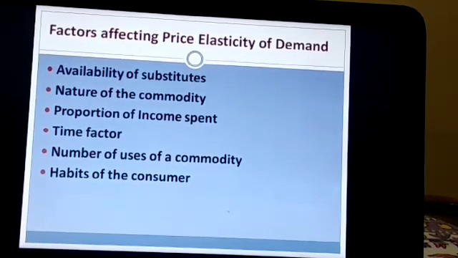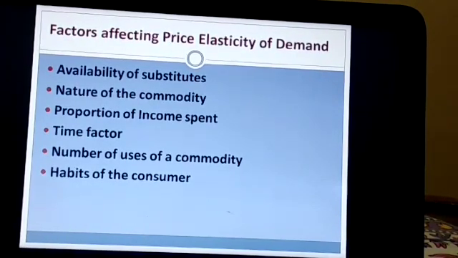In exams, students get confused between two concepts. One is determinants of demand and one is determinants of price elasticity of demand. There is a huge difference between the two. In the topic determinants of demand, you deal with topics like price of the commodity, price of related goods, income of the consumer, and how they affect demand. This is what we studied in determinants of demand.